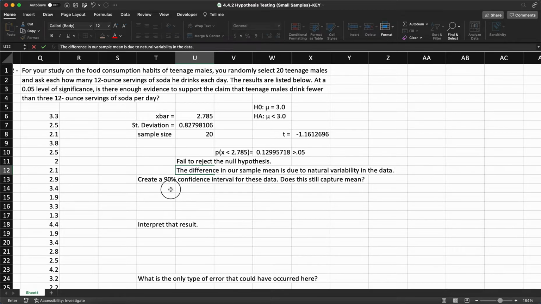All right, so now we want to create a 90% confidence interval for these data. Normally our confidence interval corresponds with our level of significance, and so a 95% confidence level would correspond to a 0.05 level of significance. So now I want to see if we're 90% confident, so if we're less confident, we can actually have a narrower confidence interval. I'm wondering if we would no longer contain the mean in our sample if we did it that way.